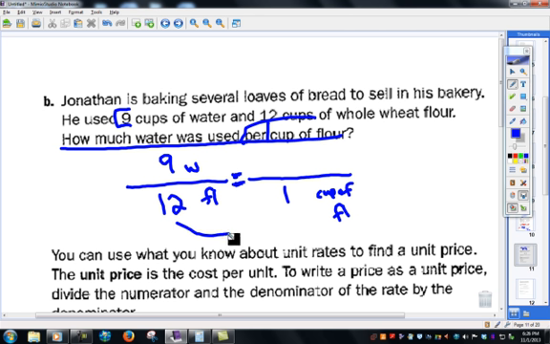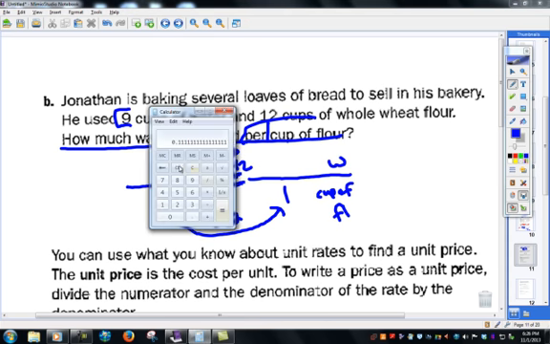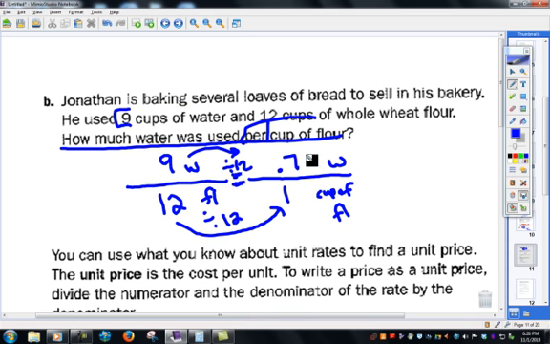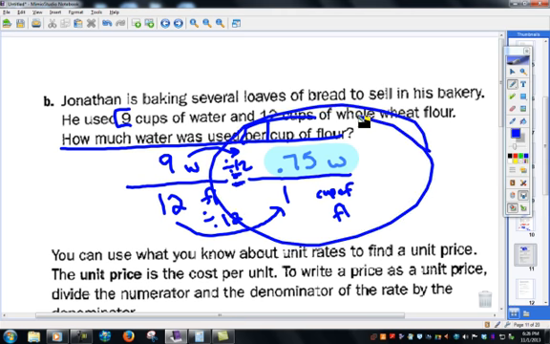Now let's ask, what would I do to go from 12? By the way, I'm going to put a W there. To go from 12 to 1, I'm going to divide by 12. So I have to do 9 divided by 12. Again, order matters. I do 9 divided by 12 and I get 0.75. What that tells me is that I use 0.75 cups of water for every 1 cup of flour that I use. That's the unit rate.